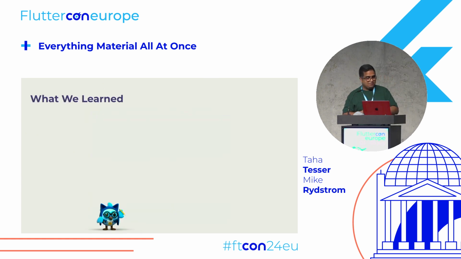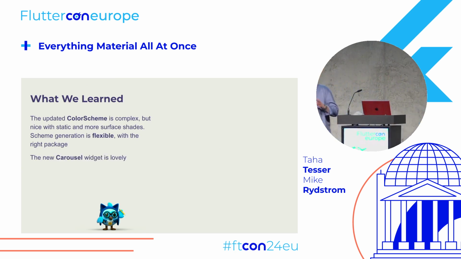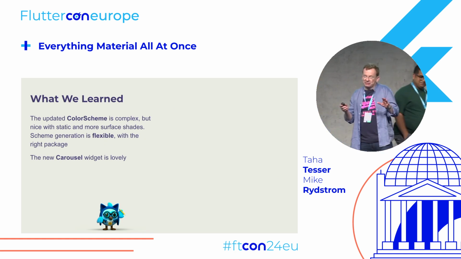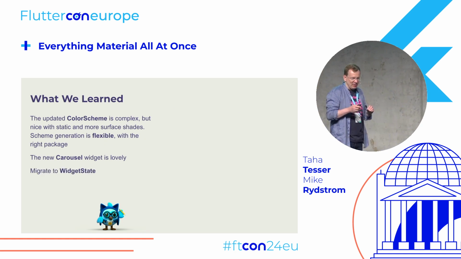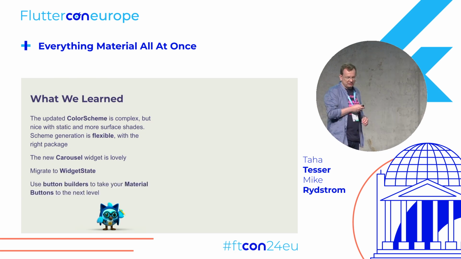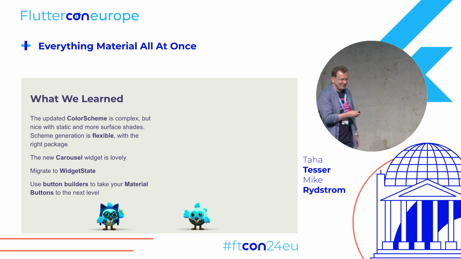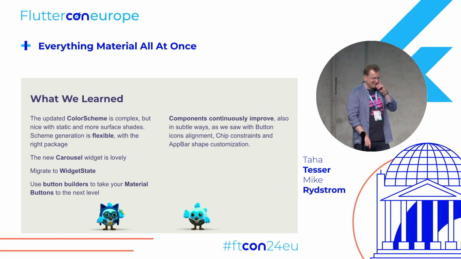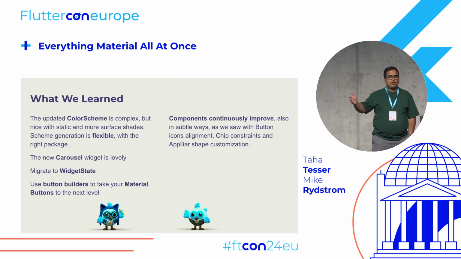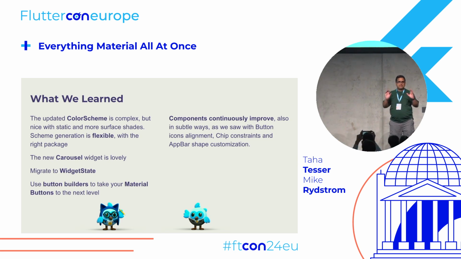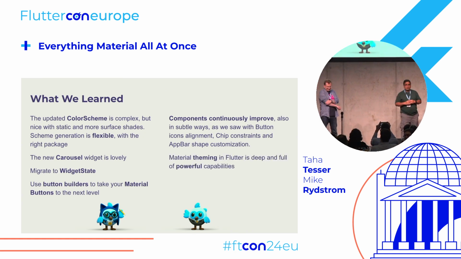And what we have learned so far. Yeah, thank you all. This was really intense. So the updated color scheme is complex, but we can own it. It's possible. And the carousel widget is arriving. It's really lovely, but it's not ready quite yet. And do migrate to widget state. And button builders, yeah, when they're cool, I love them. Yeah, my favorite too. And we have a lot of component improvements, quality improvements. I encourage you to check out new releases and go into the details. Just don't look at the footnote, read the whole thing, and you will find a lot of surprises there.